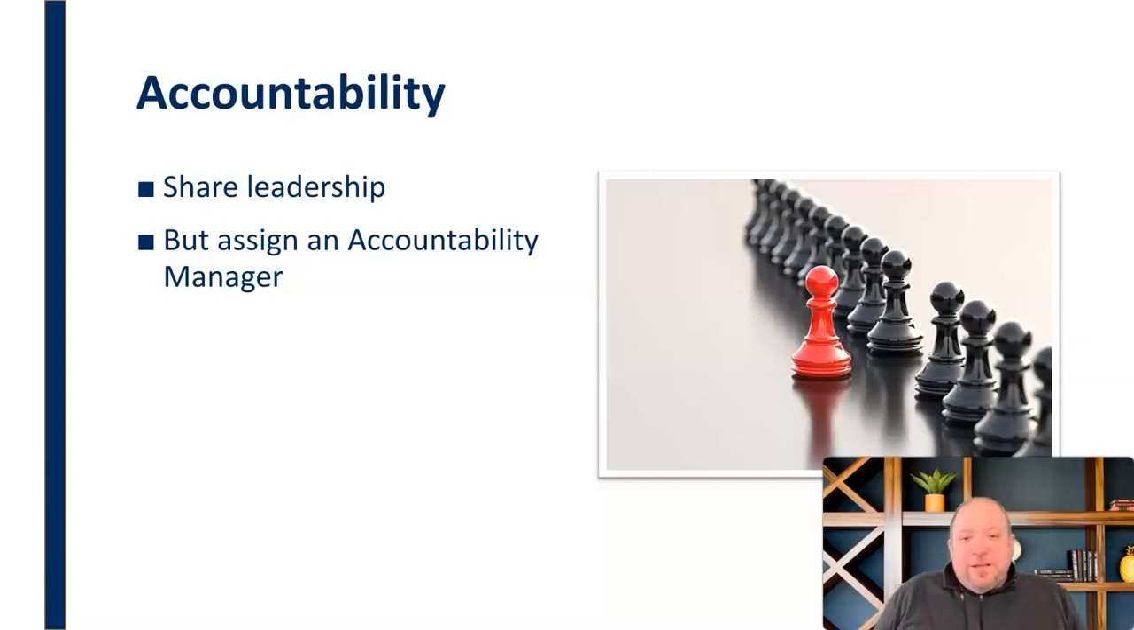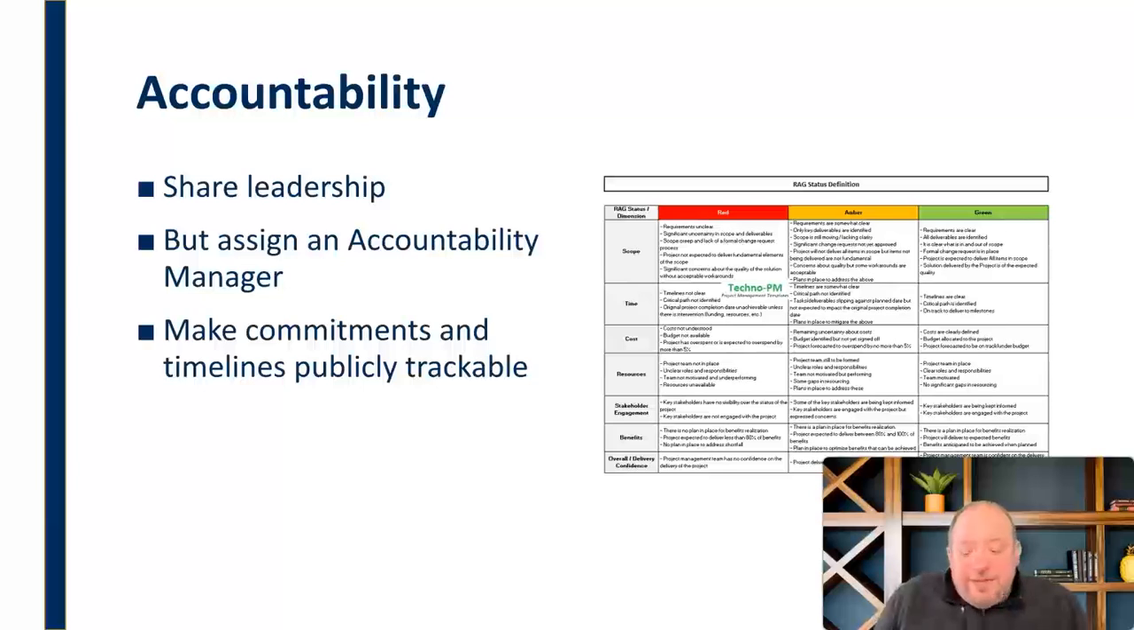Somebody who's responsible for doing that can say, okay, this person's going to have this part done by this date. If they don't, we need to reach out to them. We need to see what's happening. So you need somebody who's tracking that and following those different things to make sure that these tasks are being completed. You should really have these things, commitments and timelines, publicly trackable.